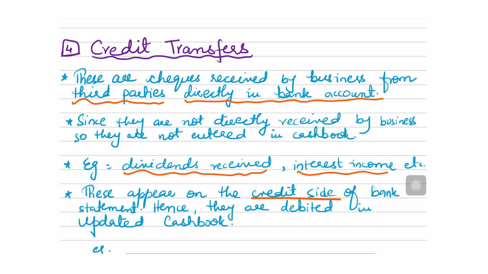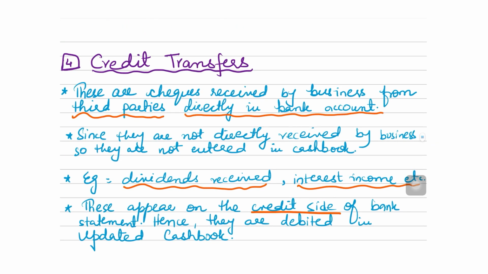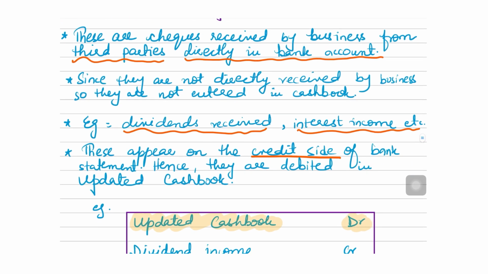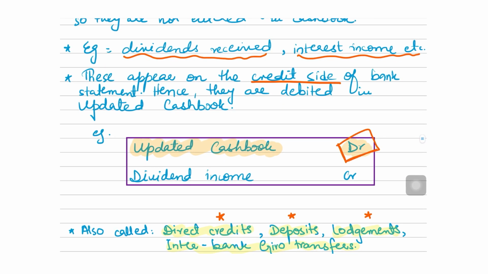For instance, dividend received from third parties, interest income, or any other investment return if the business has invested in some other company. So how will these be adjusted in the updated cash book? Can you make a guess? Since this is a cash inflow, it will be adjusted by debiting the updated cash book now. Why? Because it is a cash inflow, and whatever the income is, that will be credited. We know that incomes are credited, expenses are debited. So dividend income, interest income, whatever that income is, that will be credited in its own account, and the updated cash book will be debited.